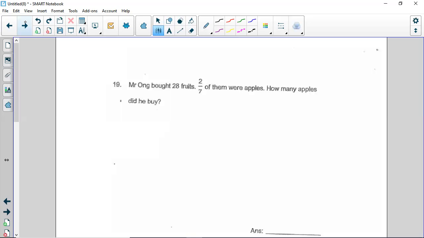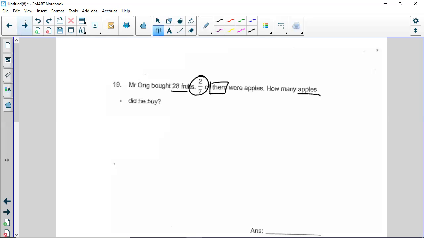So Mr. Ong bought 28 fruits. 2/7 of them were apples. How many apples did he buy? So what is this fraction generally talking about? This fraction is generally talking about the word them. And what is them? All the fruits. So which means that if I were to draw a model, even though it's a very simple problem, no need to draw a model, but if I want to draw the model, how do I draw?